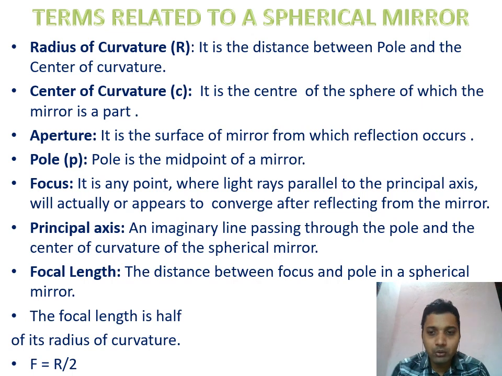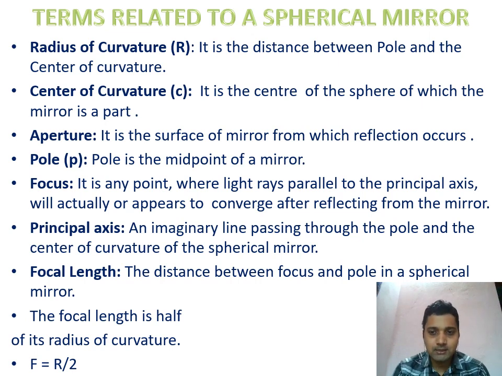So what is the pole? Pole is the midpoint of the mirror. Whatever the size of the mirror, the middle point of that mirror is called the pole. And what is the center of curvature? We know a mirror is a part of a hollow sphere, so the center of that sphere is the center of curvature. The distance between the pole and the center of curvature is known as the radius of curvature.